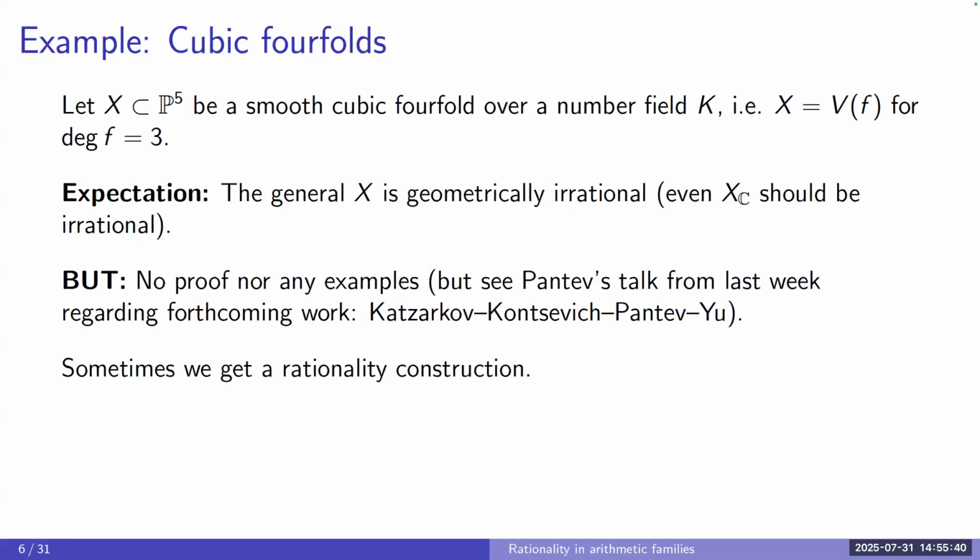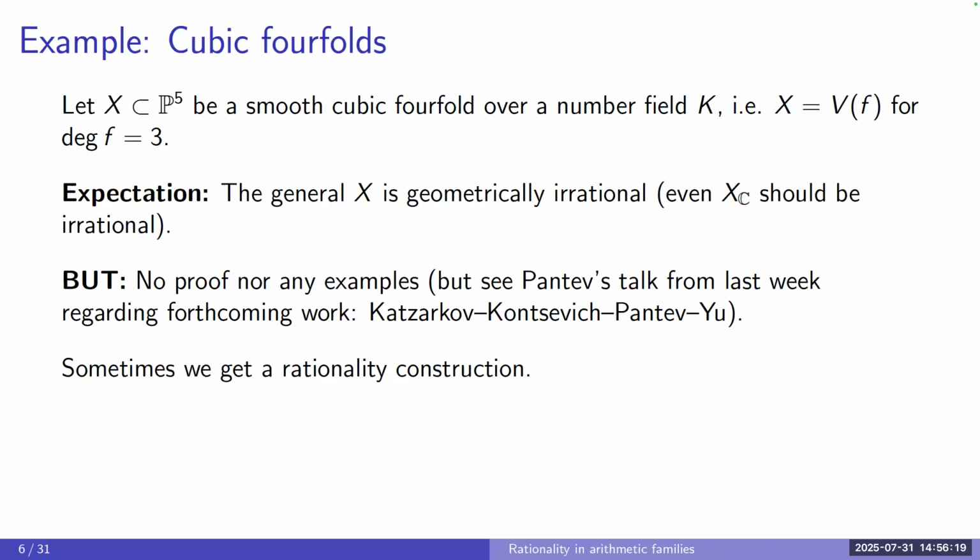The general expectation is that a general X of this form is going to be geometrically irrational, so even base changing all the way up to the complex numbers. But there's no proof of this fact, nor any explicit examples of irrational cubic fourfolds. But I will point you to Tony Pantev's talk from last week. He spoke about forthcoming work due to Katzarkov, Kontsevich, Pantev, and Yu, where they use Hodge atoms as a rationality obstruction for cubic fourfolds and other related varieties.